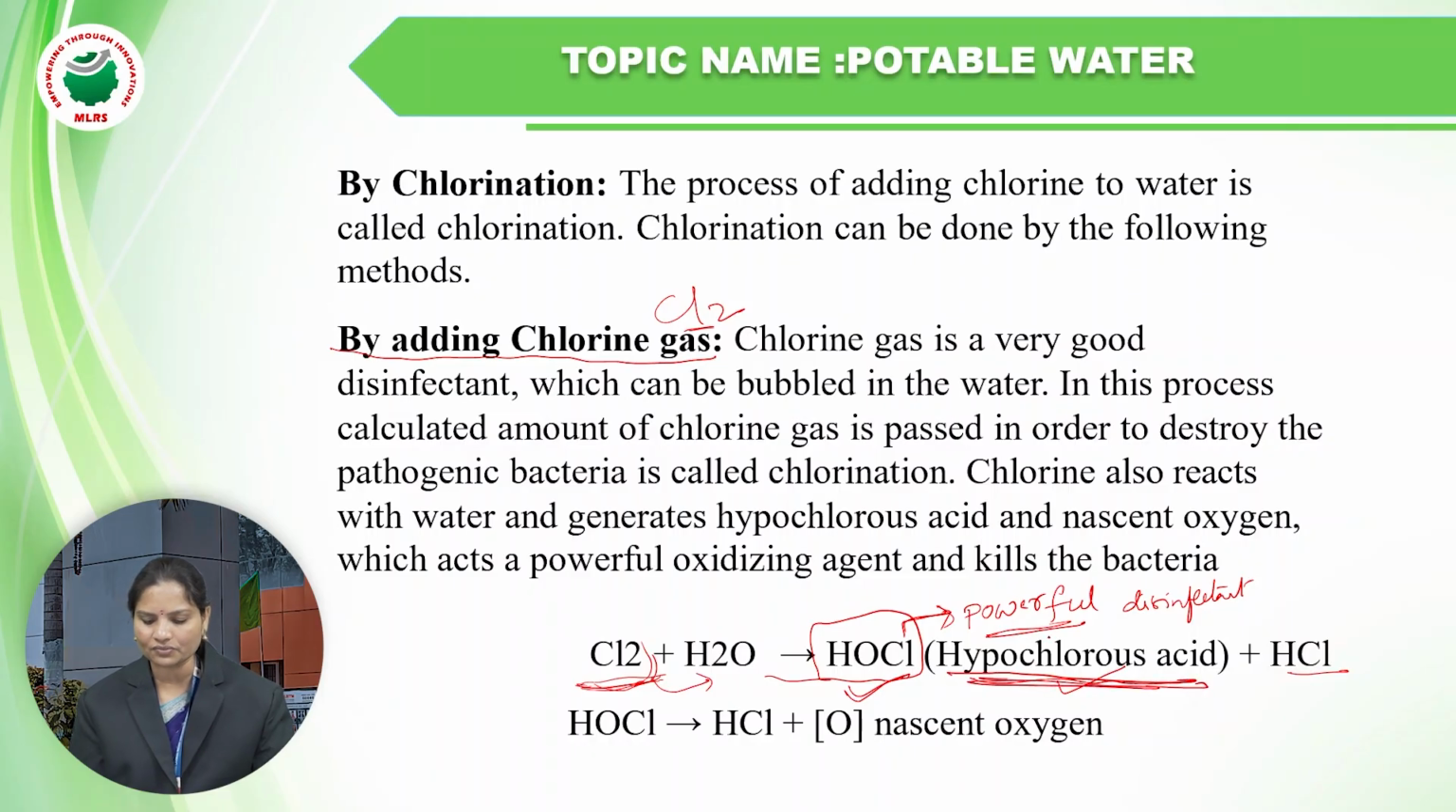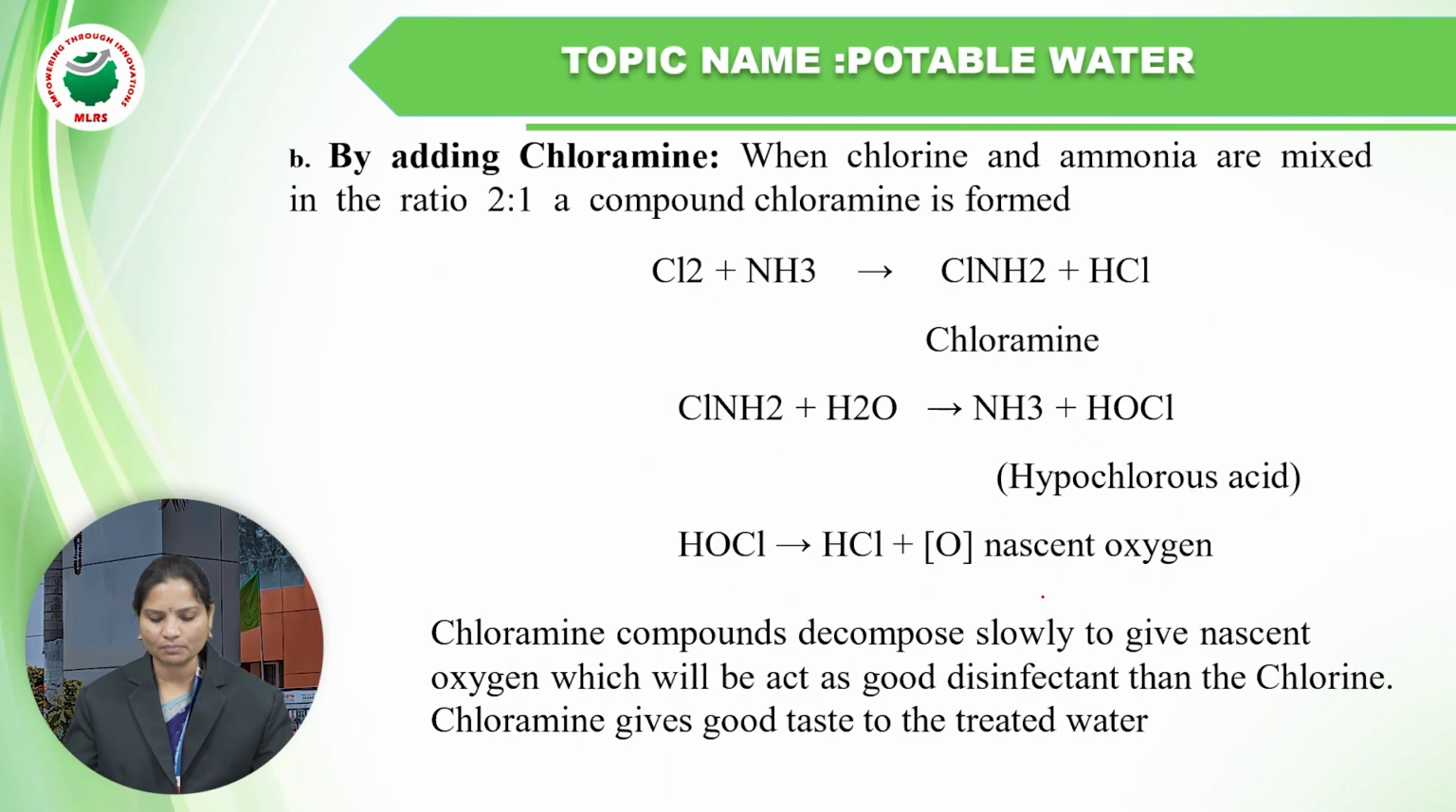This powerful hypochlorous acid disinfectant reacts with all the harmful bacteria and destroys them. So the germs are destroyed in the chlorination process, killing the bacteria with this powerful oxidizing agent. This is one of the methods of the chlorination process.